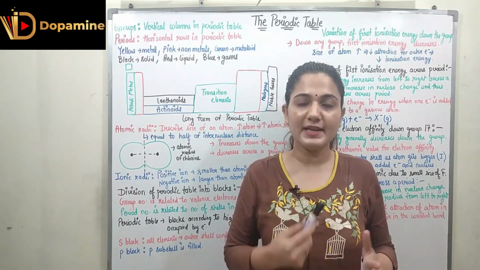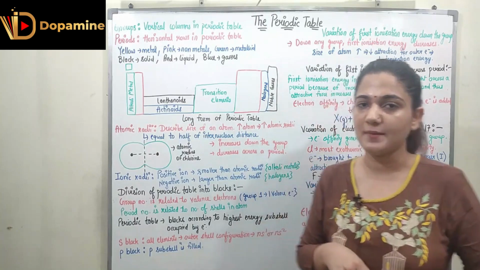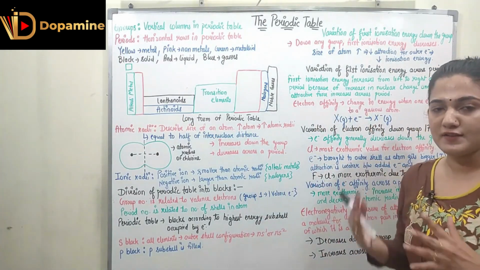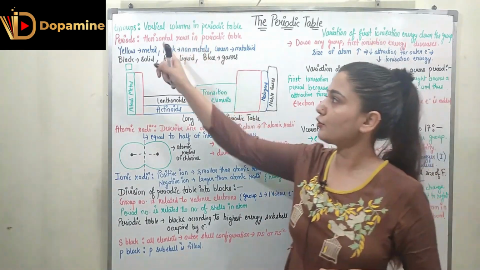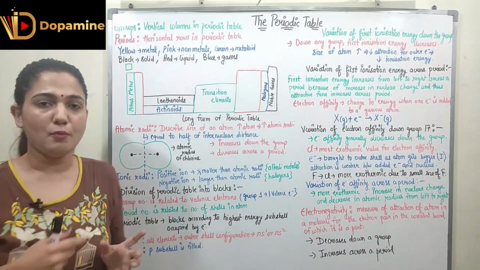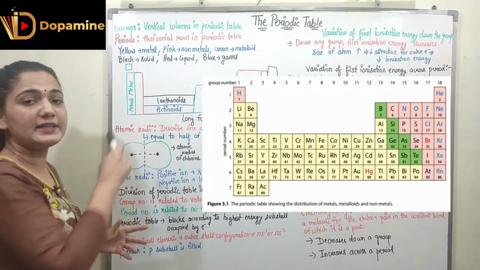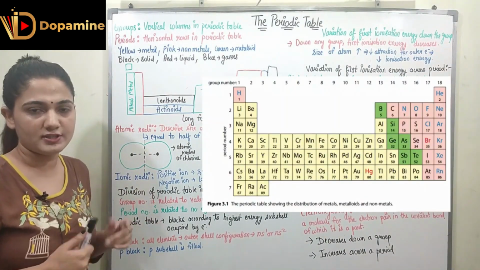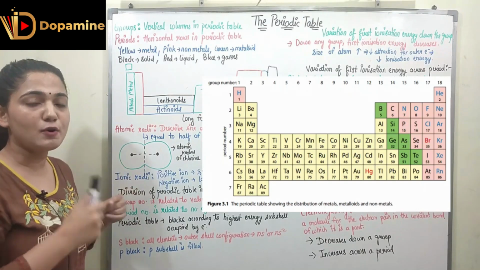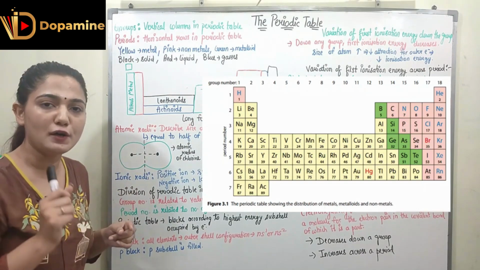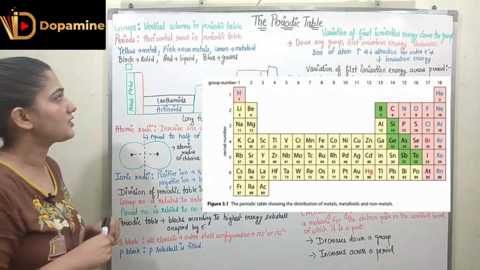We are moving to the next unit where we are going to discuss the periodic table. First of all, we are going to talk about the groups in the periodic table. What are the groups? Groups are the vertical columns in the periodic table, whereas periods are the horizontal rows in the periodic table.